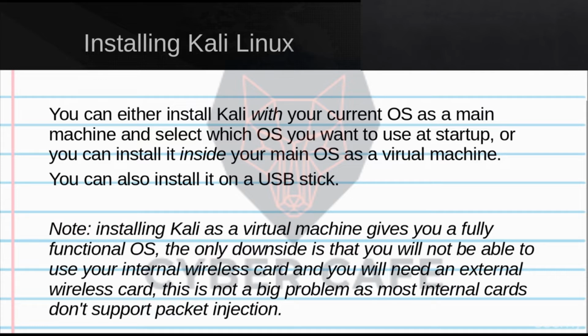Basically, installing it as a virtual machine means you'll be using it inside your current operating system. So if you're using Windows, or Mac, or Linux, you can use a virtualization program like VMware or VirtualBox, and you'll basically have a fully functional operating system inside your main operating system. We'll see how that works. It's very simple. It's not as complicated as it sounds.